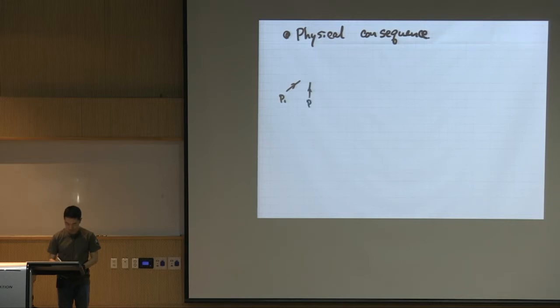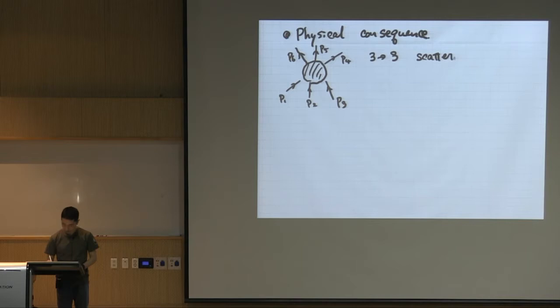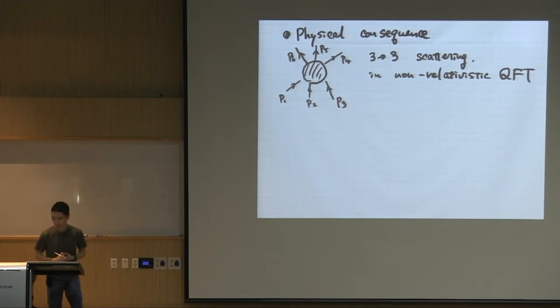As you all know, the S matrix is one of the basic observables in quantum field theory. So you have something happening here, and then you have the particles P4 going out, P5, and also P6. So this is the 3-to-3 scattering. And also, to simplify our discussion, I'm going to consider non-relativistic quantum field theory, or you can think of it as some kind of non-relativistic limit of relativistic quantum field theory. Okay, so far so good.